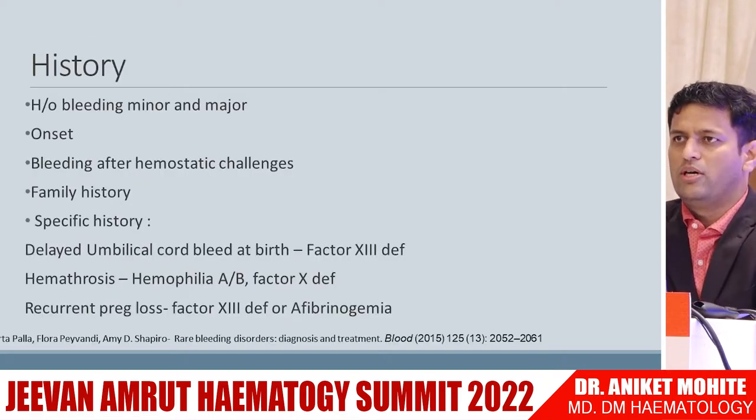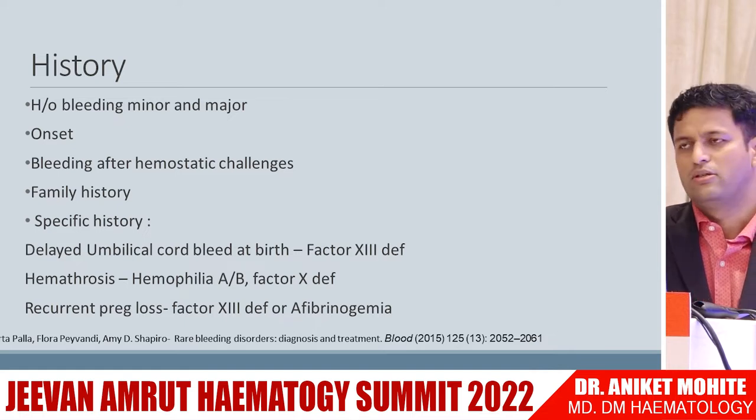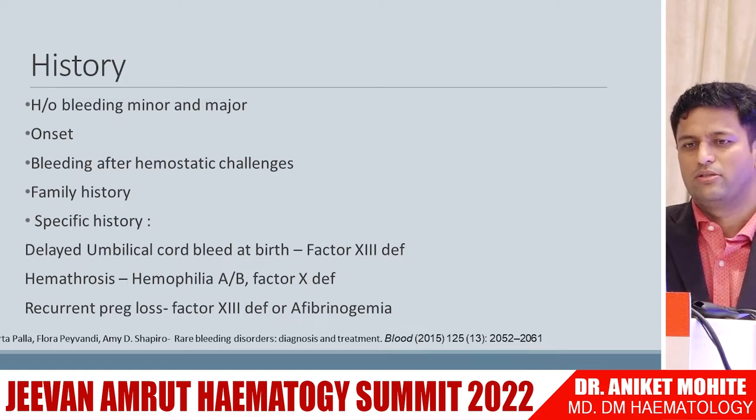So what is important? How do you approach this? Like we saw, there are at least 12 factors in the clotting cascade. There are platelet function defects. There are collagen problems which can also cause bleeding. So how do we assess the cause of bleeding in that particular patient?